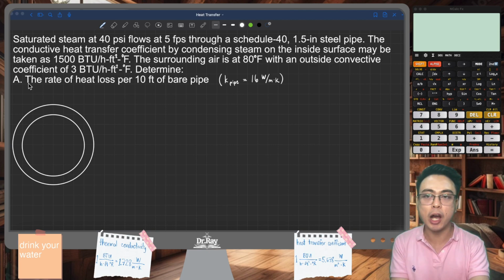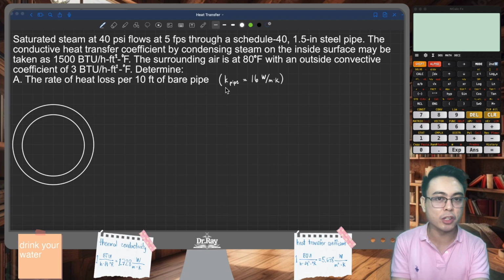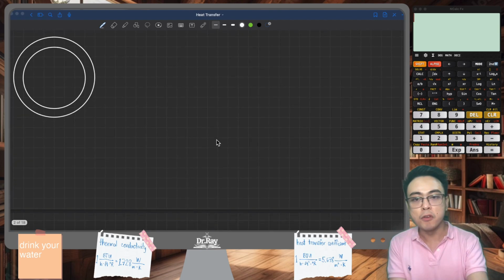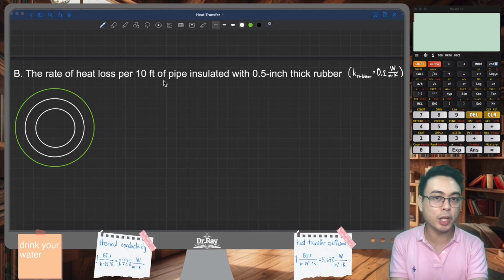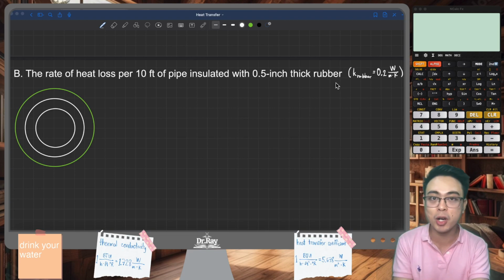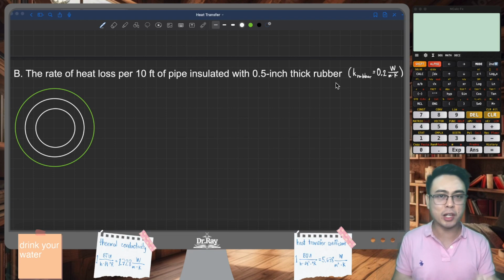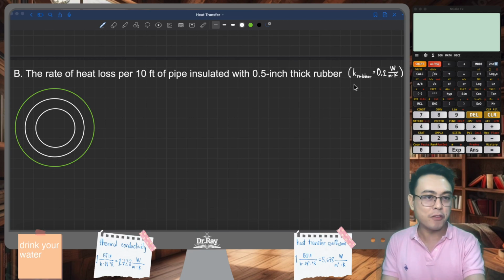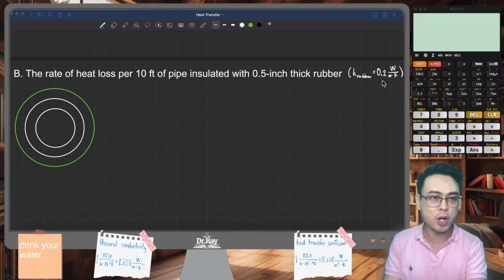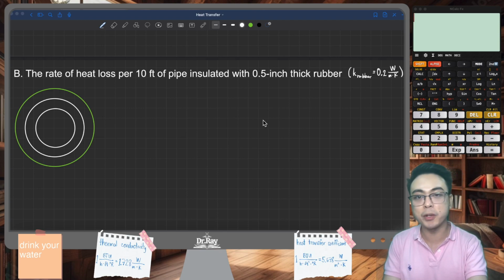First, for letter A, I want to determine the rate of heat loss per 10 feet of that bare pipe. And as a bonus, I've given here the thermal conductivity of the pipe. It's around 16 watts per meter per Kelvin. For letter B, we are going to determine the rate of heat loss per 10 feet of pipe, but it's now insulated with 0.5-inch thick rubber. So we're going to take a look at the effect of adding an insulating layer on the rate of heat loss of the pipe. I've also given here the thermal conductivity of rubber. It's 0.2 watts per meter per Kelvin.